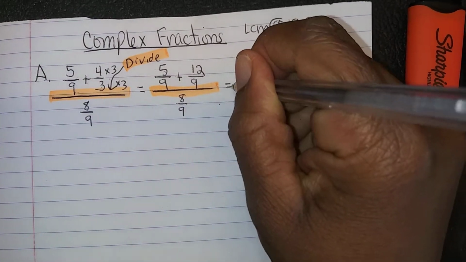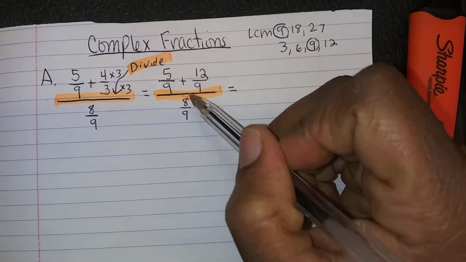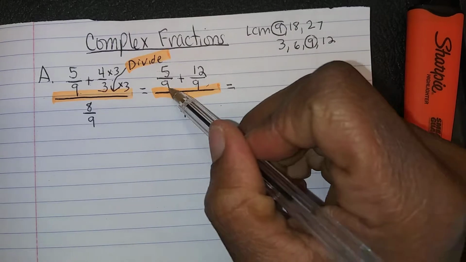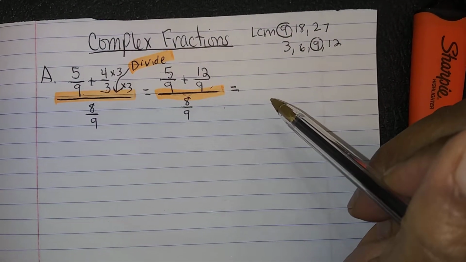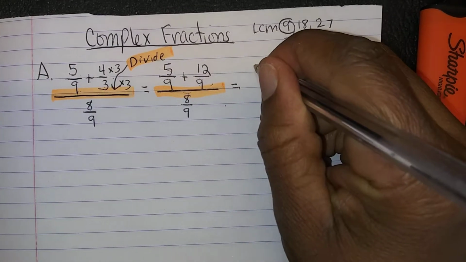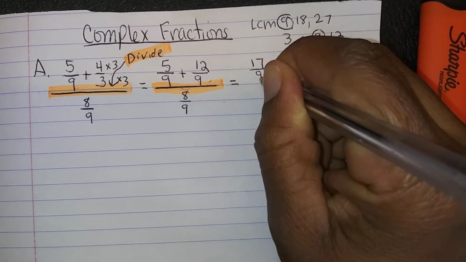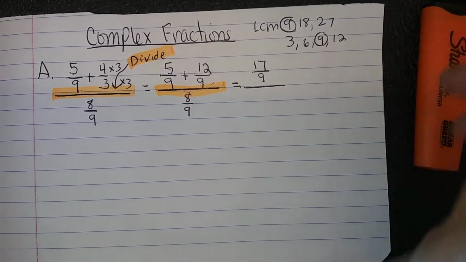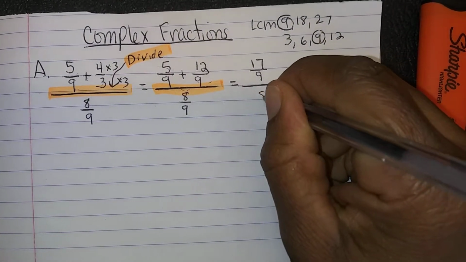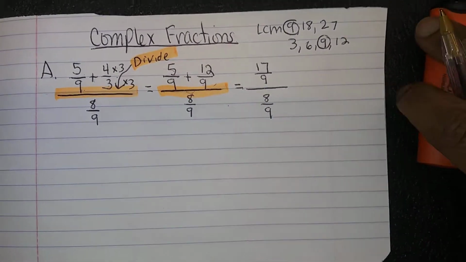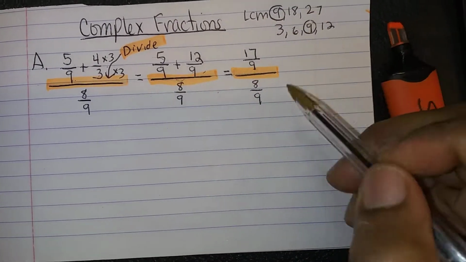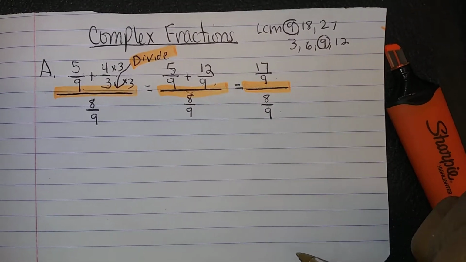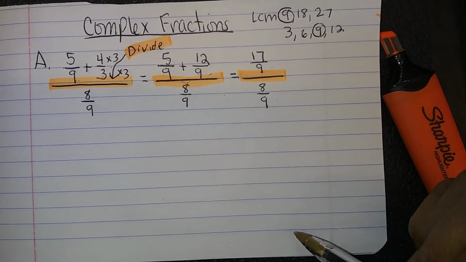So now I need to continue to solve my numerator in this complex fraction. Now that the denominators are the same, I can add as normal. 5/9 plus 12/9 is 17/9. Put my fraction bar back, which means to divide. We'll remember that. And then put my denominator back. I like to highlight my original fraction bar so that way I can keep my numerator and denominator separated.